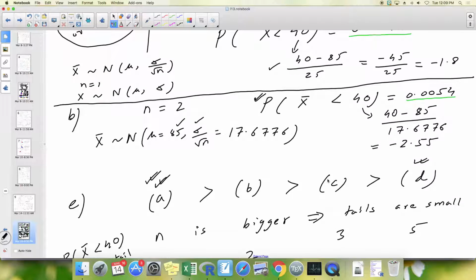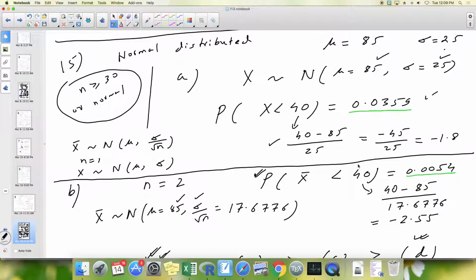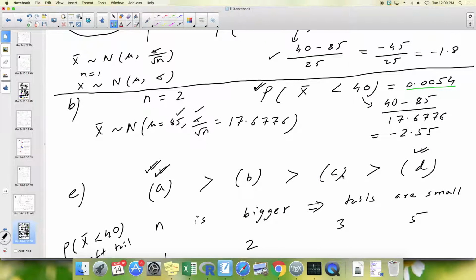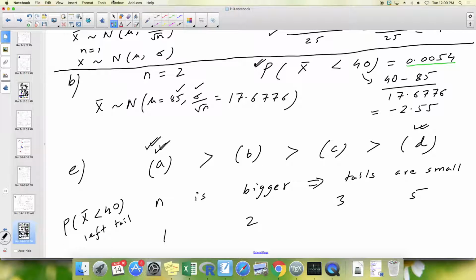You can see this already happening from A to B. For A, it's 0.0359, and for B, it's 0.0054. So it has already gone down from A to B, and you'll see it going down more if you do parts C and D. That's it. That's why it's fun to learn a general theory. You can do these problems. Just learn it once and it will apply everywhere.